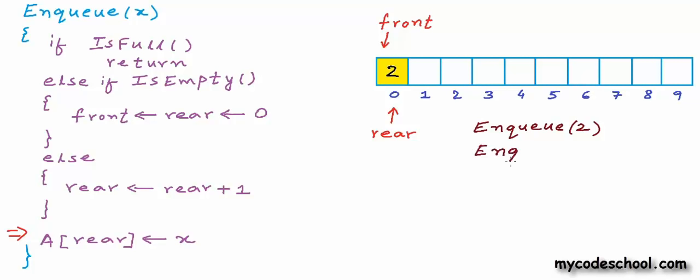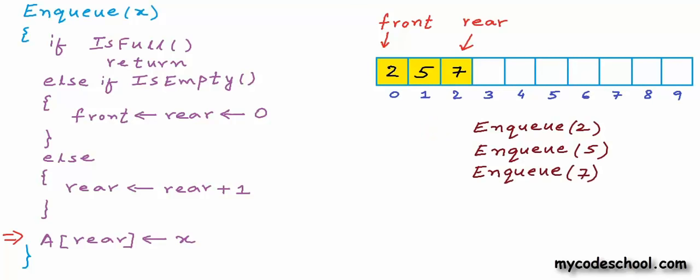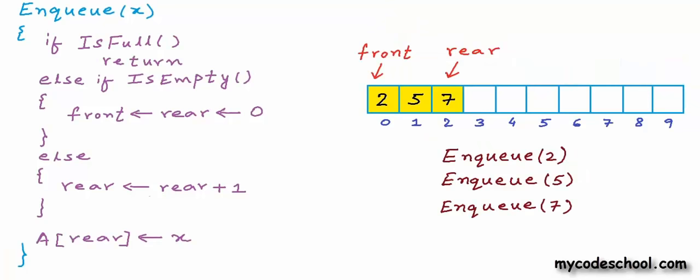Let's make another call to enqueue. This time I want to insert number 5. This time queue is not empty, so rear will be incremented. We have added a cell to the queue by incrementing rear, and now we will write the value 5 at the new rear index. Let's enqueue one more number. I have enqueued 7. Let's now write the dequeue operation.